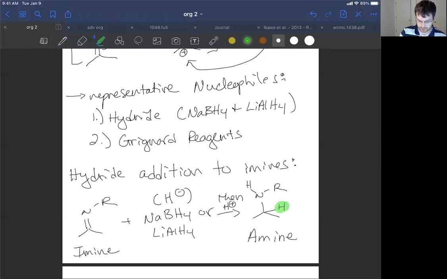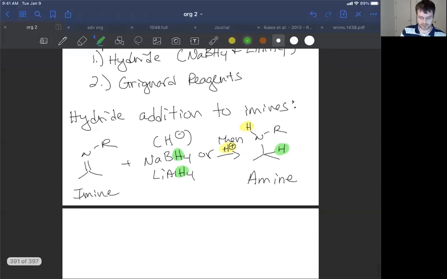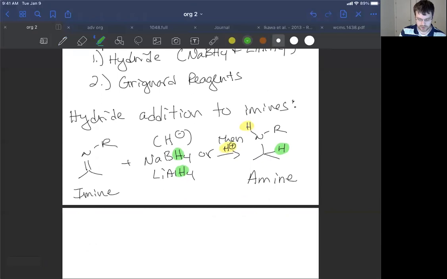So if we have two hydrogens that are being added, the first one, which I'm highlighting in green, comes from the hydride donor. The second one comes from the mild H plus workup. And this is a pretty mild H plus workup. We don't really have that strong of an acid being added, but I'm not going to go into that right now. Okay. So this is the reaction.